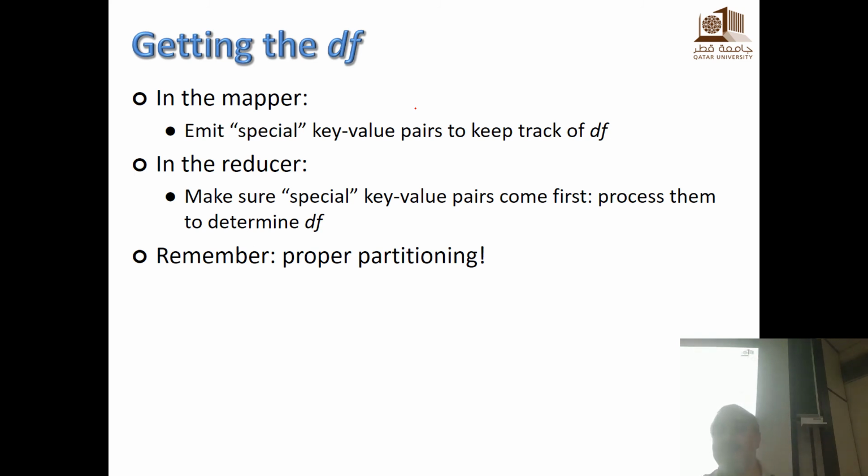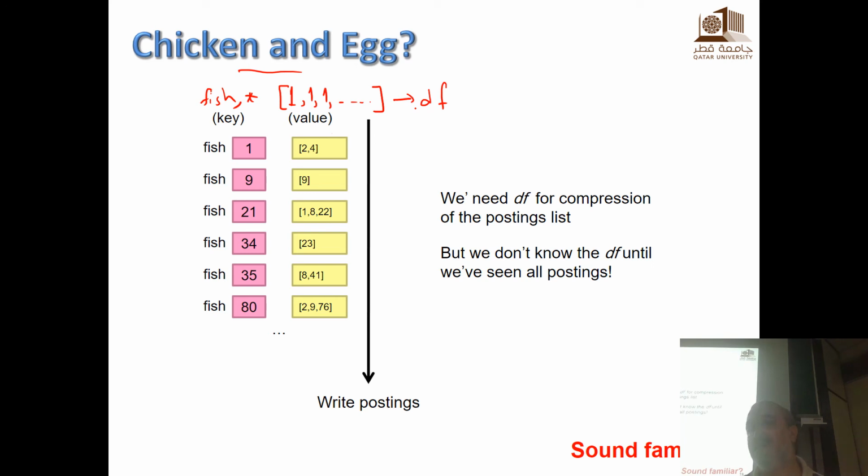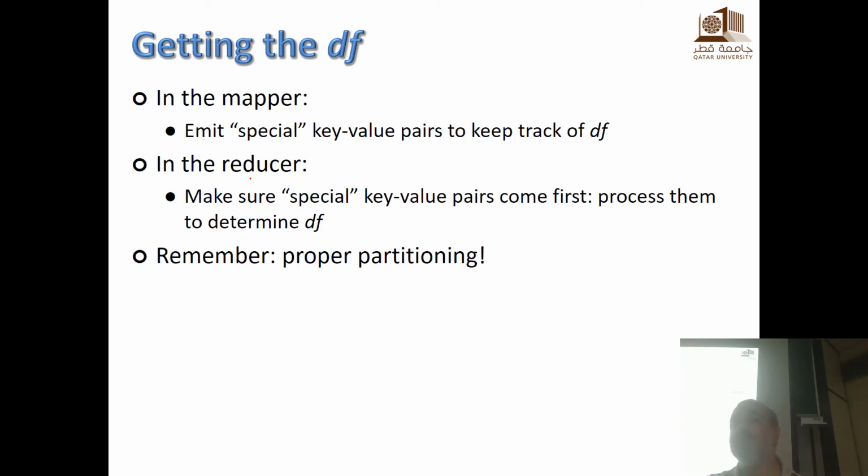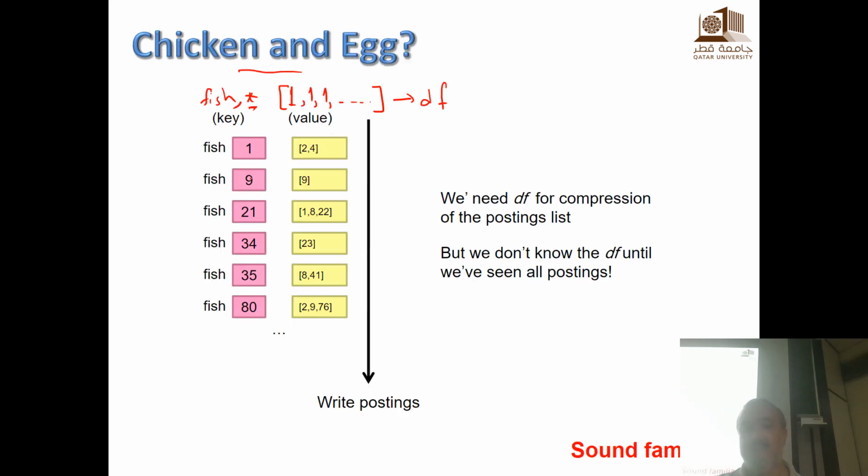So emit in the mapper special key value pairs and make sure that these special pairs come first. This is critical. Okay? It's very critical that this special value comes before all of these numbers. Otherwise, we will not be able to get the DF at the right time. And of course, we also need proper partitioning so that all of these records go to the same reducer, but that will be by default, right? With the same partition function that we saw before, it will also direct this to the same reducer.